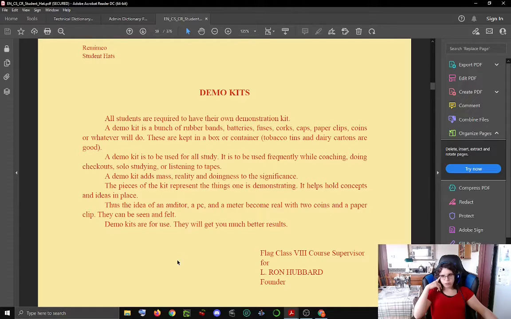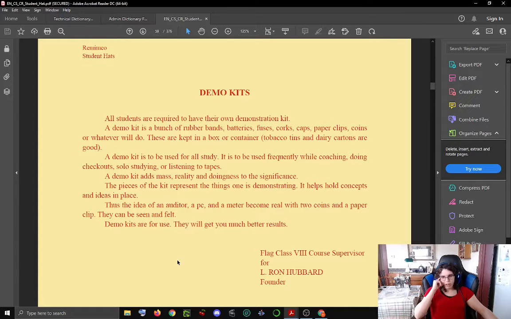It's to be used frequently while coaching, doing checkouts, solo studying, or listening to tapes. A demo kit adds mass, reality, and doingness to the significance. The pieces of the kit represent the things one is demonstrating. It helps hold concepts and ideas in place.